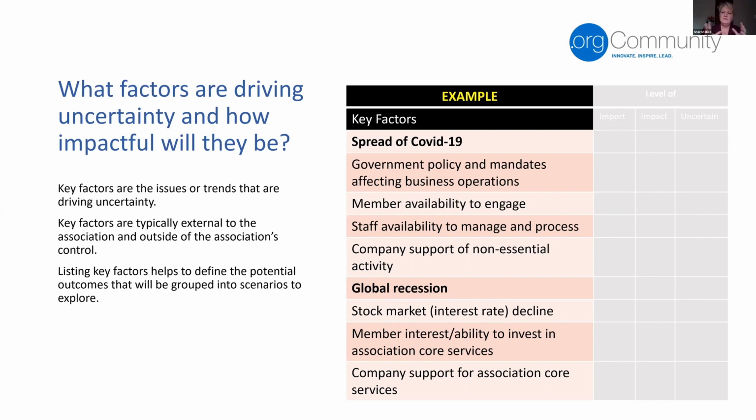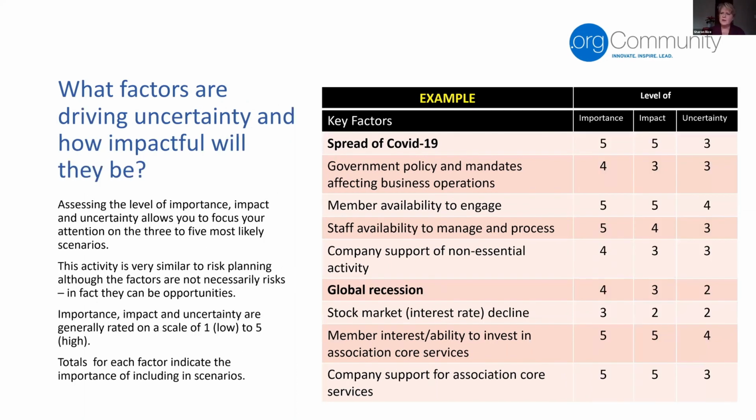After you have your list of drivers, you're going to go through an exercise to really assess their importance, the impact they're going to make, and the level of uncertainty related to that driver. And I think that this is really similar as an exercise to risk planning. So if you've ever engaged in risk planning, you know you would list the risks out and then you'd start to rank them high, medium, low in terms of the likelihood that they're going to occur and the impact it would make and the importance. So very, very similar exercise if you've done this before.